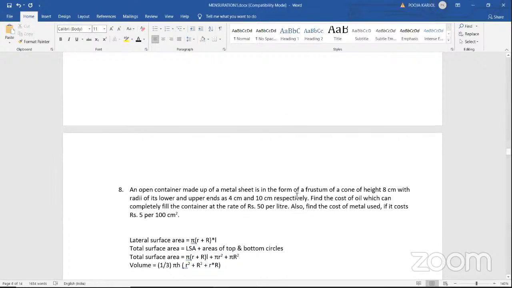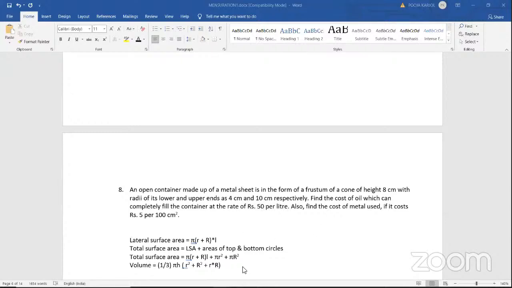First, there were two questions, right? First is the cost of the oil, then the cost of the metal. First, we'll see the cost of the oil. When you are filling the oil, that means you are filling its volume up. So you have to find the volume of the frustum, and multiply it by 50 rupees per liter.